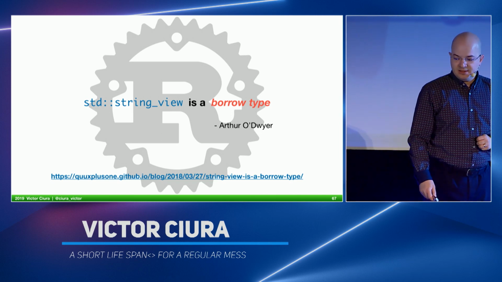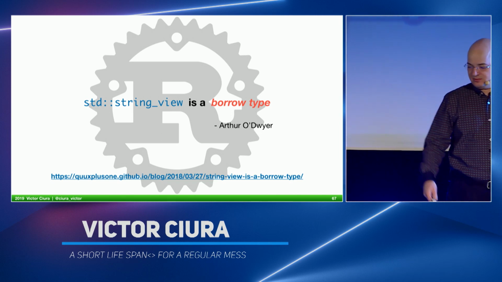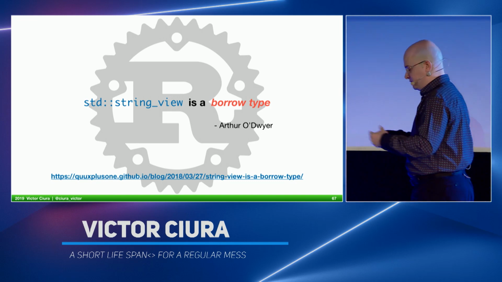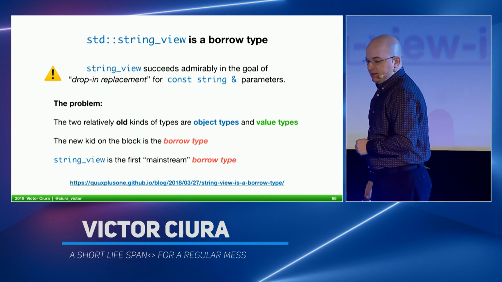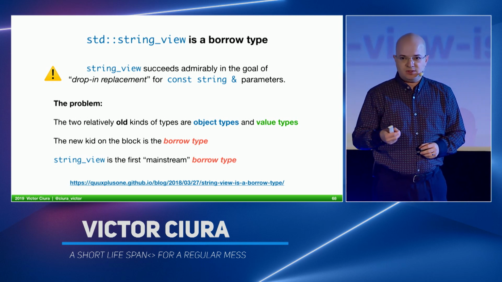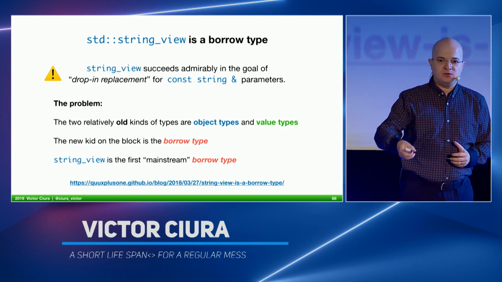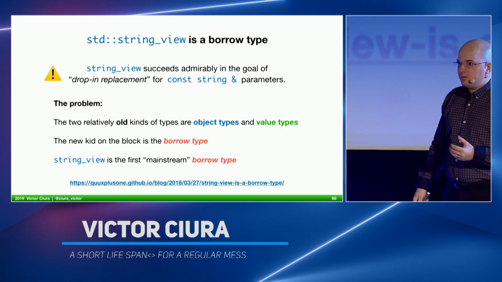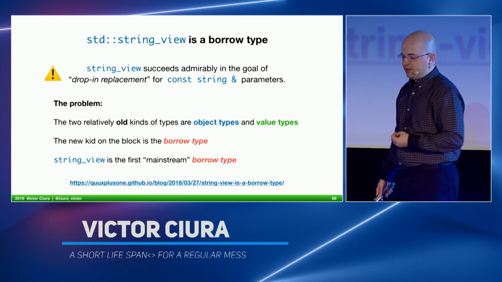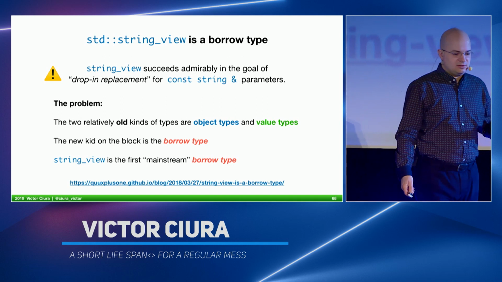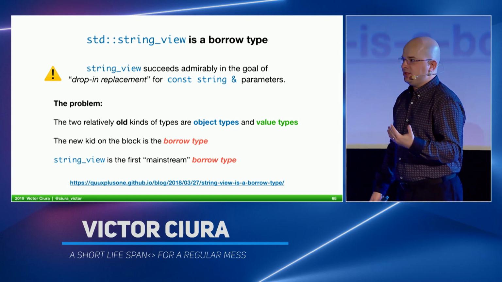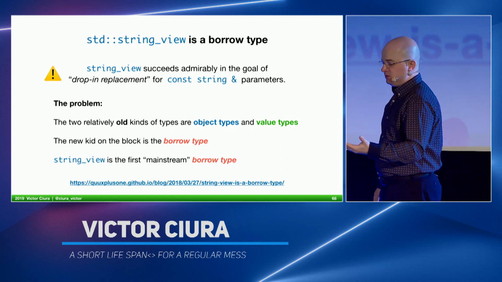They're relevant to the discussion further on when we tackle span. String view is a borrow type. I think Arthur borrowed this term from the Rust community, where they have the borrow checker for ownership checking. And string view succeeds admirably at the goal. It was designed for this, to be a drop-in replacement for a constant string reference. The problem here is that this is the first mainstream borrow type in the standard library, so this is why it's attractive to many programmers. That's why we need to pay attention to it and understand how to use it properly.